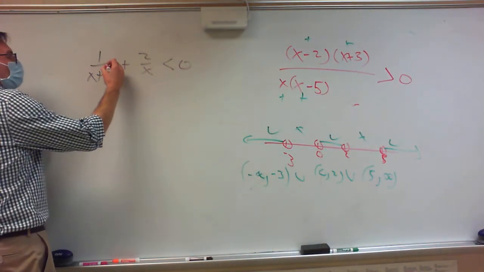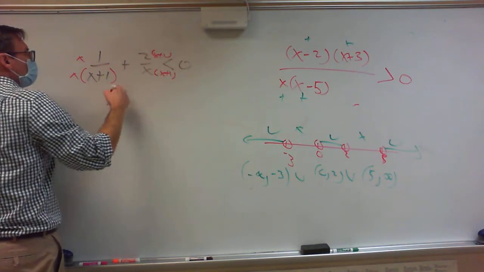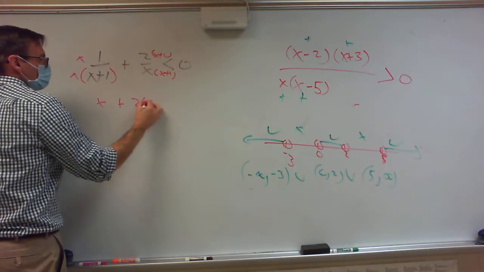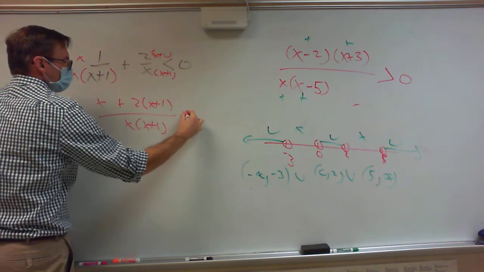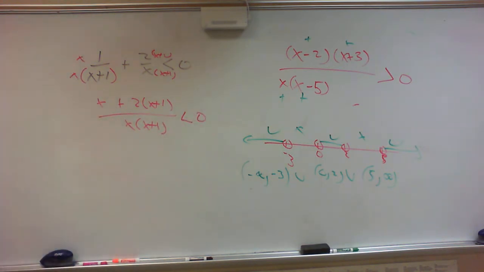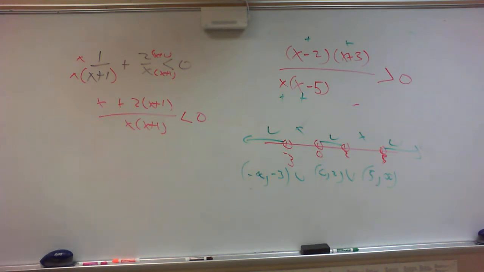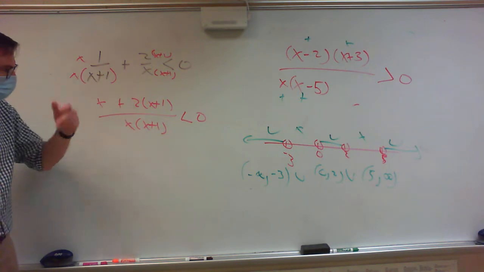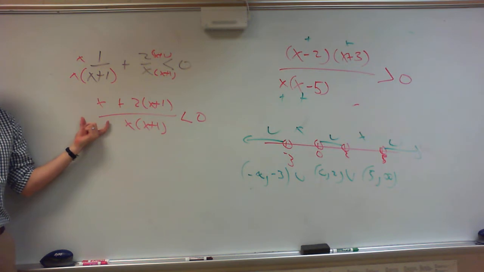So to make this 1 big fraction, I multiply top and bottom by x, top and bottom by x plus 1. And so that's going to give me x plus 2, x plus 1, all over x times x plus 1, less than 0. Remember that stuff I made you do in December where we had to get common denominators and combine? You didn't like it, and unfortunately that's kind of what we have to do here. So we get our common denominator. Everybody okay with this part?